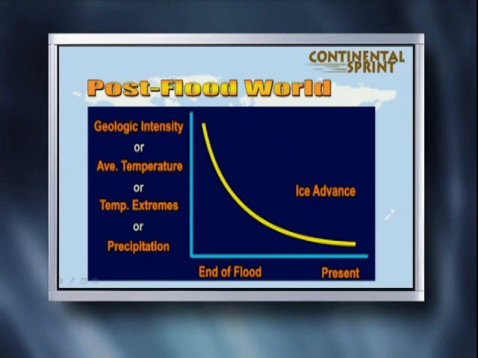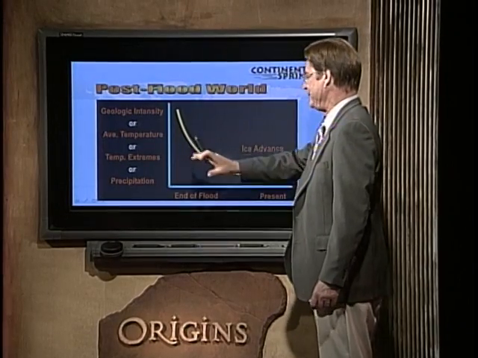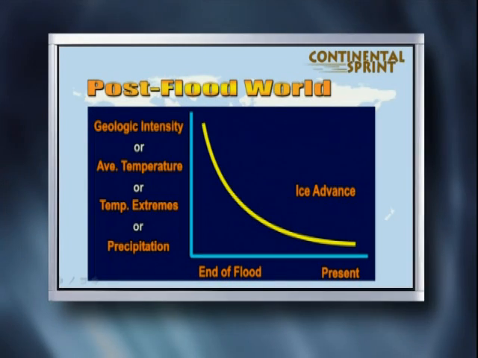So we had catastrophic plate tectonics, or continental sprint, back there at the time of the flood, and then the world has recovered. We went through an ice age, a big ice advance and an ice age. The ice age was a natural consequence of the flood, wasn't it?